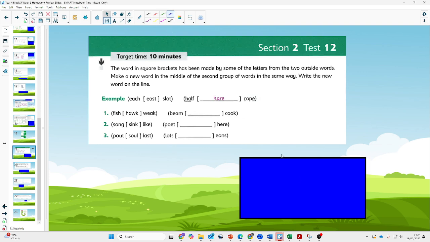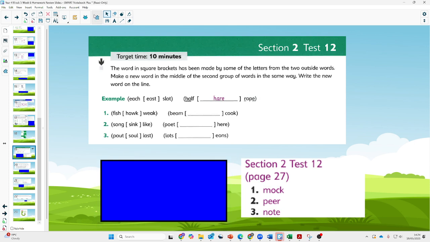So let's just reveal what they are in the first one. So we've got mock, peer, and note. Now let's just explain how we do these. So the word in the square brackets has been made from some of the letters from the 2 outside words. Make a new word in the middle of the second group of words in the same way. Write the new word on the line.